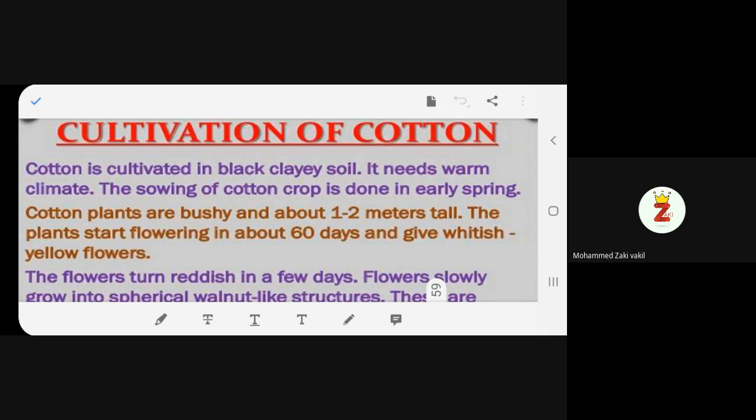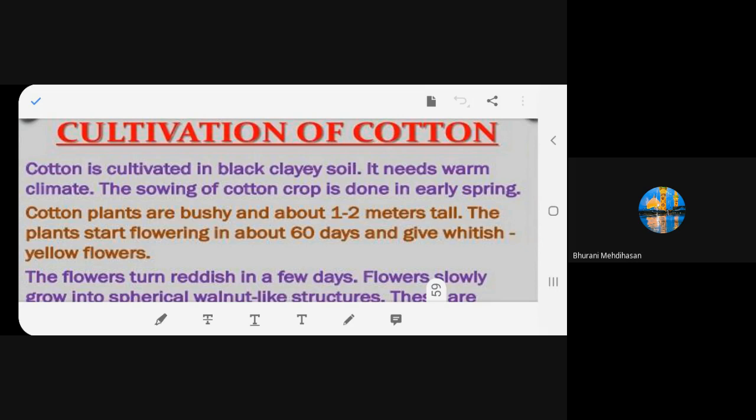Spring comes before summer. Now it is summer, spring is gone actually. Now it is coming as rainy season. After rainy season, it will be autumn, and after autumn, it will be winter. You understand? And after winter, it will be spring. So spring comes before summer. Okay, beta? Okay, ma'am. Fine. So in early spring, cotton crop is sown.